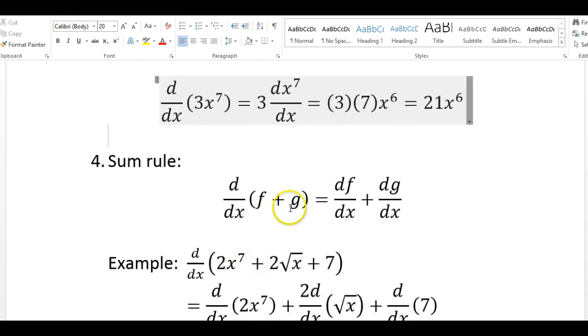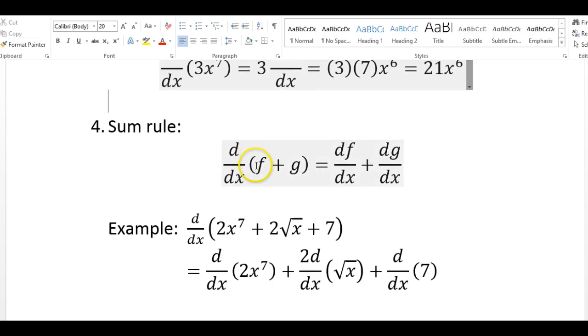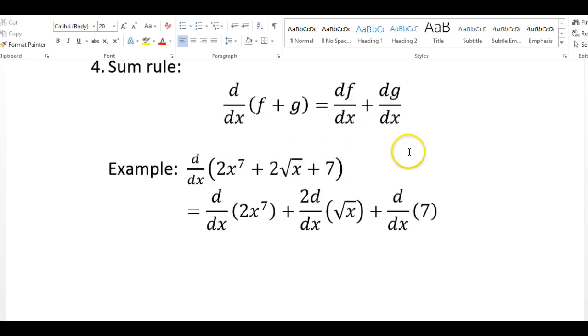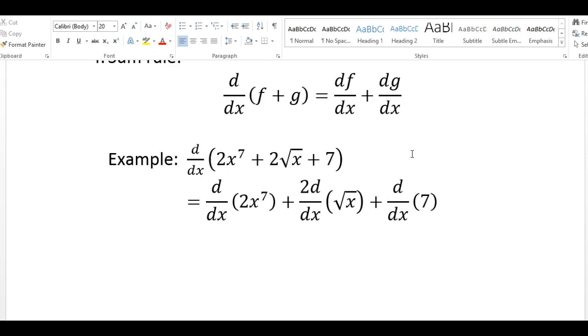All right. Now the last rule that I'm going to teach you is the sum rule. That means if you have the sum of two functions, it's very easy to differentiate this, right? The derivative of the sum is the sum of the derivatives. Okay, so let's look at an application of that.